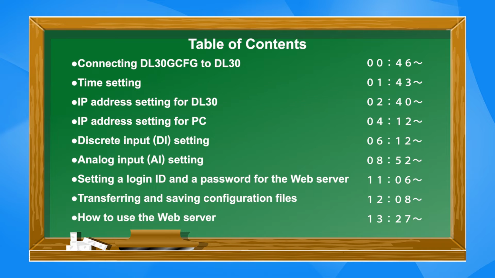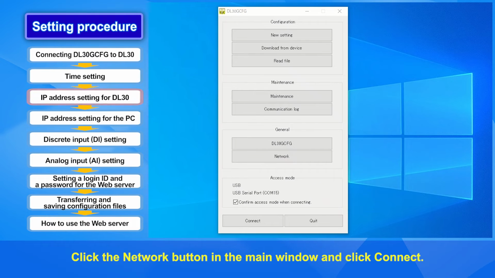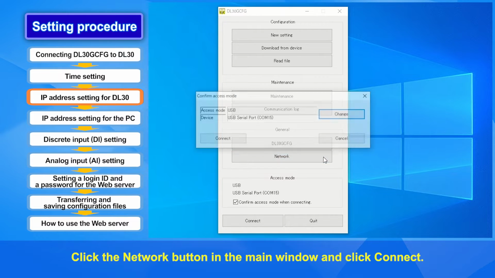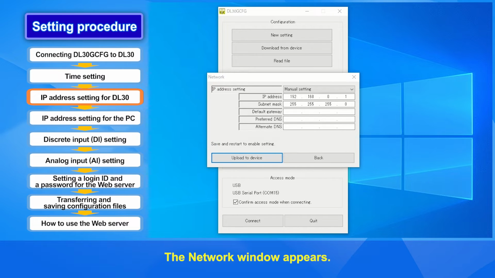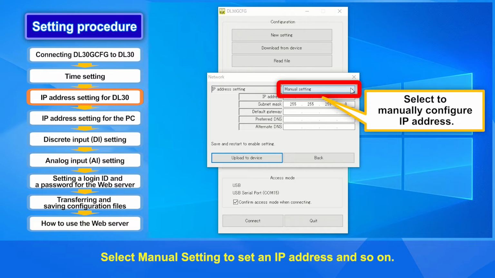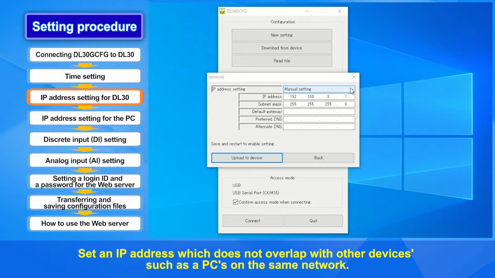The next is the IP address setting for DL30. Click the Network button in the main window and click Connect. The network window appears. Select Manual Setting and set an IP address and so on. Set an IP address which does not overlap with other devices such as PCs on the same network.